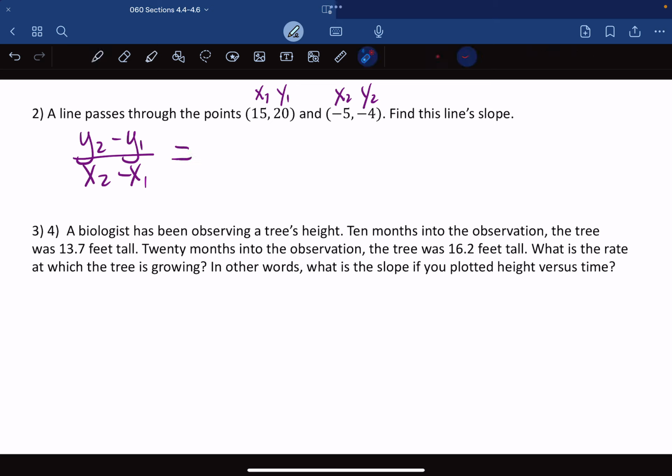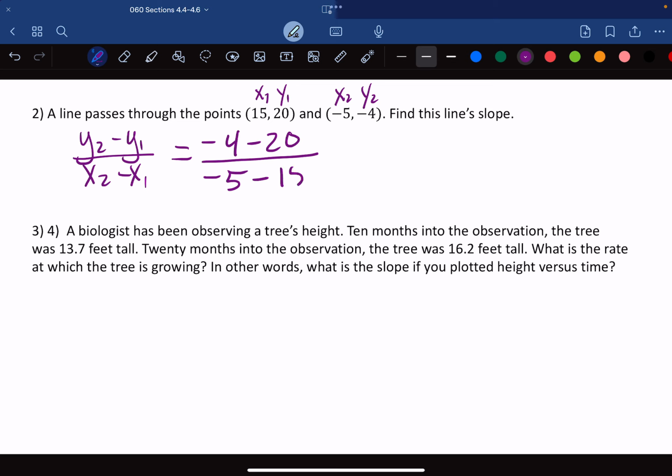And I do want to note, it does not matter which of these is point 1 and which one's point 2. Your slope will end up being the same slope no matter what, because it's a constant rate of change. The slope is going to be the same. So I might choose the first one as my point 1. I might choose the second one as my point 1. It really doesn't matter because I should still end up with the same answer.